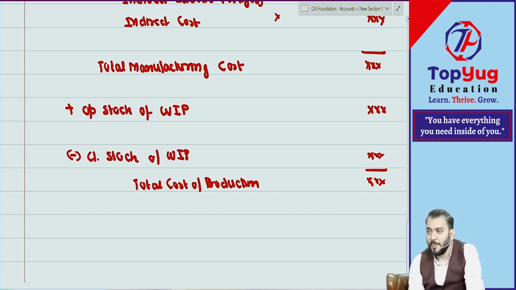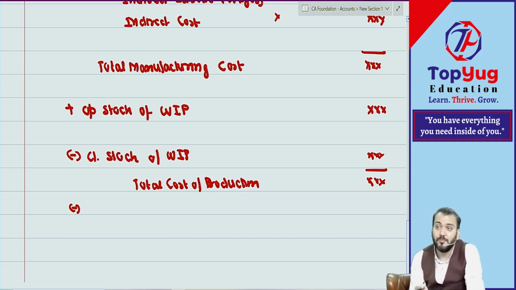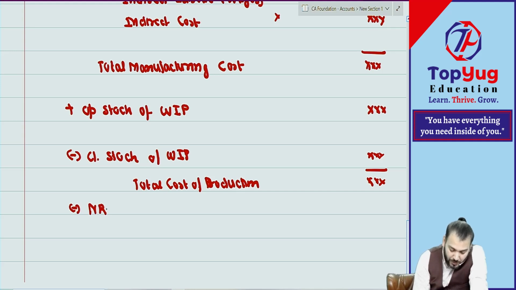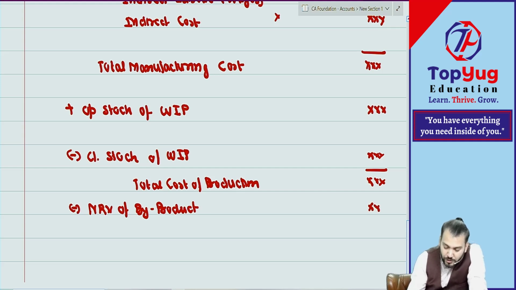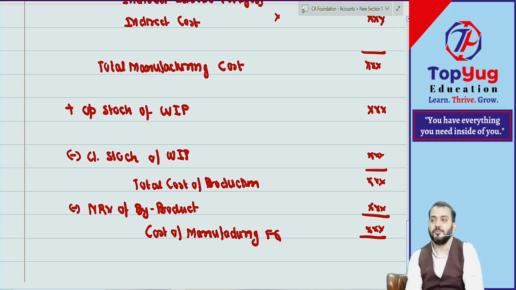Any doubt? If you remember, we have done one special point about byproduct. That byproduct is measured at NRV and is deducted from the cost price of the main product. You remember? So from this we will deduct the NRV of byproduct. NRV of byproduct deducted, so this will become the cost of manufacturing finished goods. So this will be your answer. Understood?